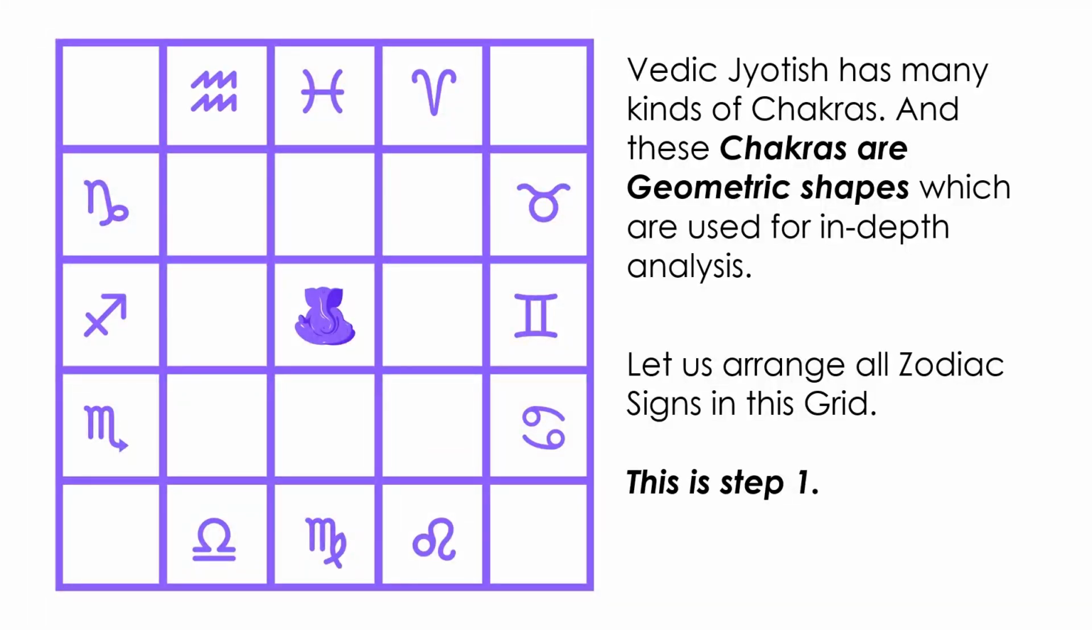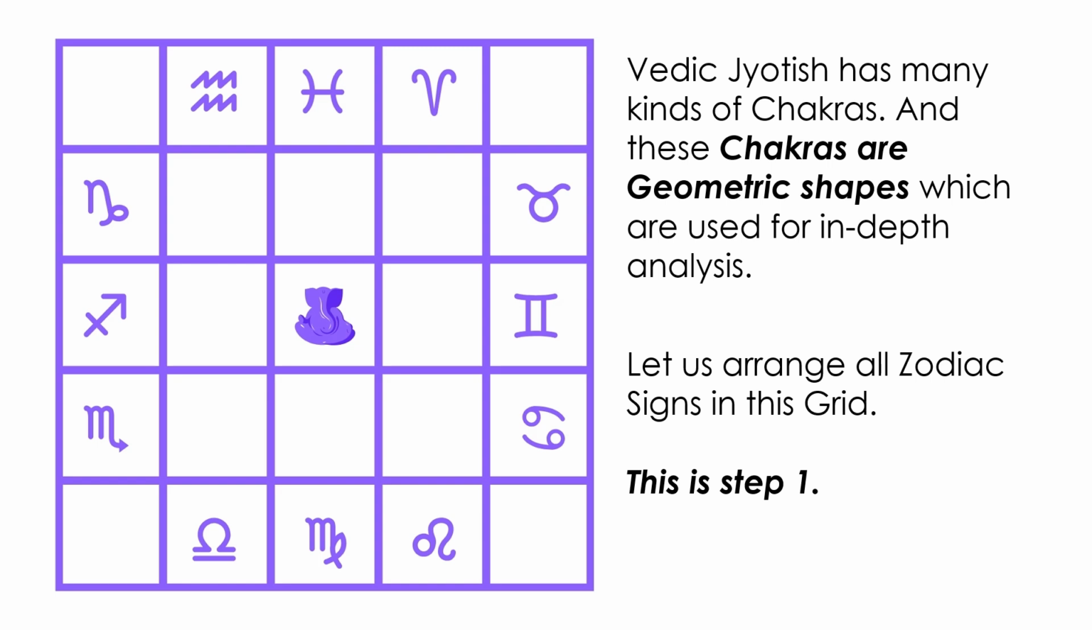Jyotish has many kinds of chakras, and these chakras are geometric shapes which are used for in-depth analysis. So, this is a completely new format which is not commonly used. It is known to higher level astrologers in India, or the ones who traditionally learn this particular system, because in India there are many systems, and the most common ones available on the internet are just a few. They are not all of it.